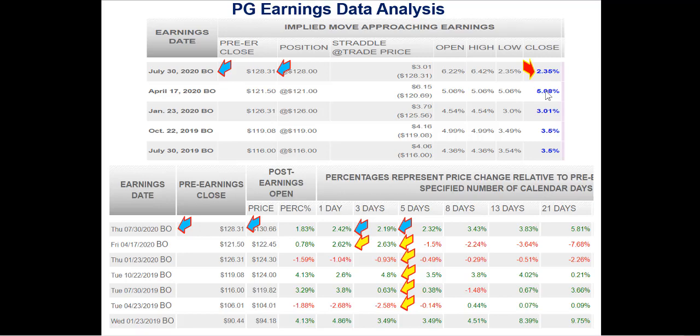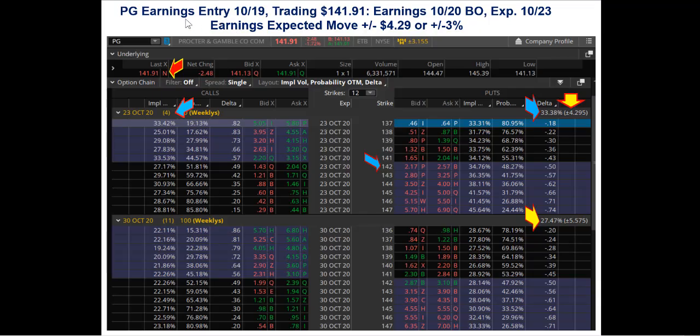The next thing you do is look at constructing an iron butterfly. Basically, you go short a straddle and long a strangle. So, walking through the trade, here's Procter & Gamble. The earnings were on the 20th before the market opens, so you have to set the trade up the day before, on the 19th. At that point in time, it's trading at 141.91, and the expiration is for Friday the 23rd.